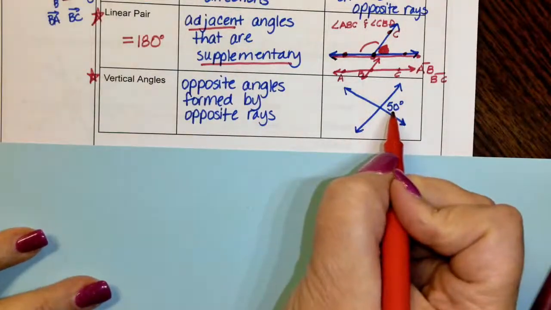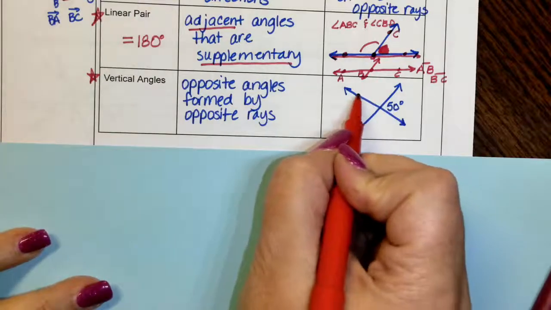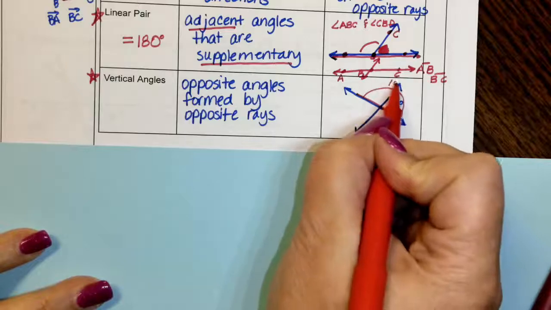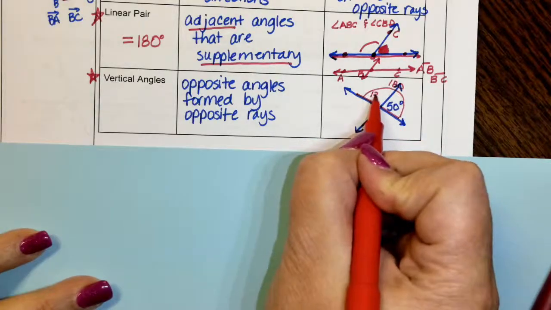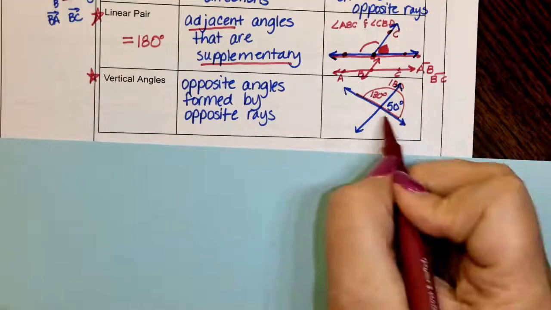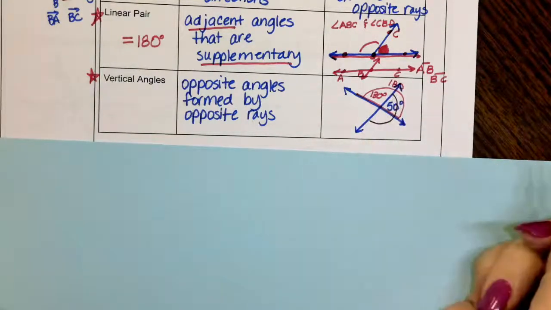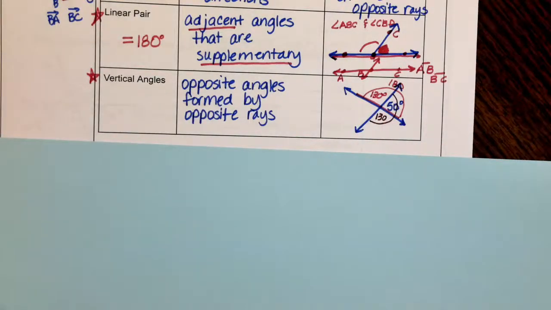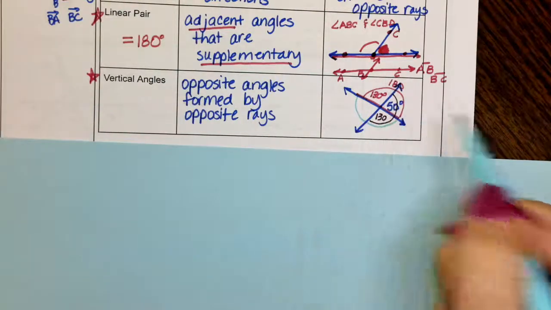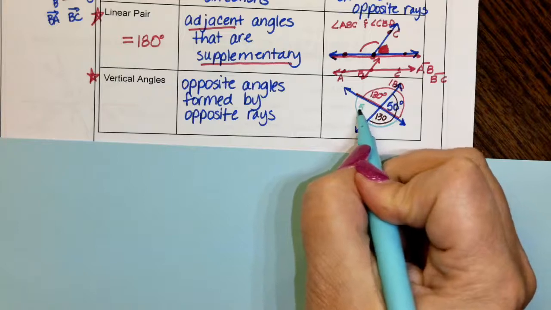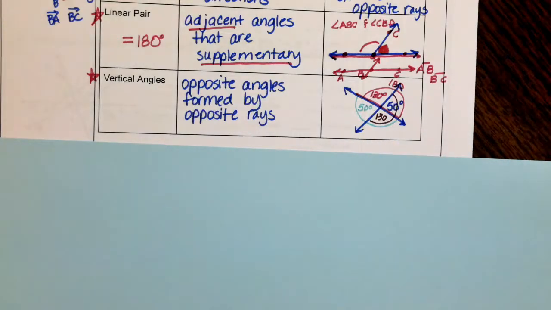So if this angle is 50, these two angles right here form this linear pair. So that means their total is 180, which means this angle is 130. Then we have the same thing that happens this way. This is also a linear pair, and that means this angle is also 130 degrees. And then we have this last linear pair. We've got several linear pairs here. If that's 130 degrees and this is a linear pair, then this is 50 degrees.